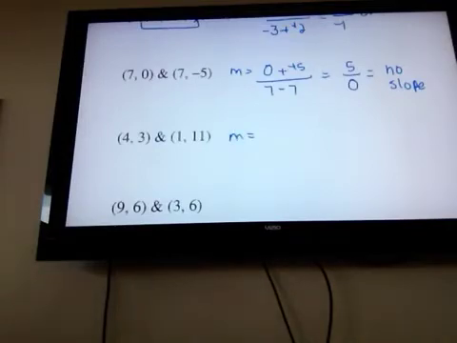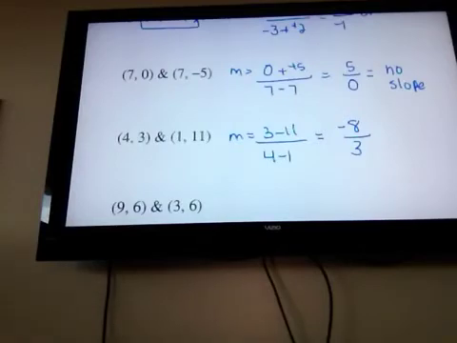Okay, so my next one, and this is again just plug and chug. Plug the numbers in, know your formula: y minus y over x minus x. So I have -8 over 3. Does not reduce, does not simplify.